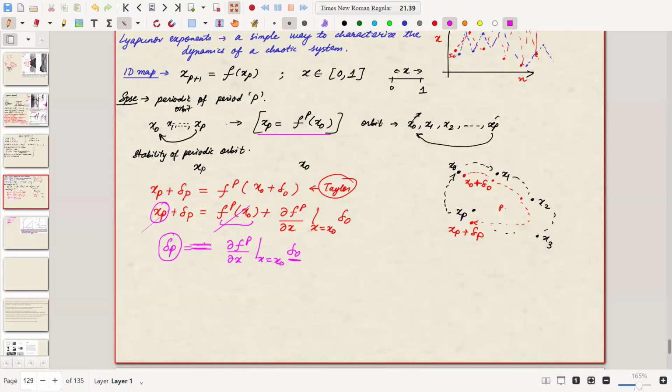So we can expand this derivative actually. How can we expand this derivative? Using chain rule? Okay, using chain rule. How can we expand this? Any ideas? Let me know. How can we expand this?